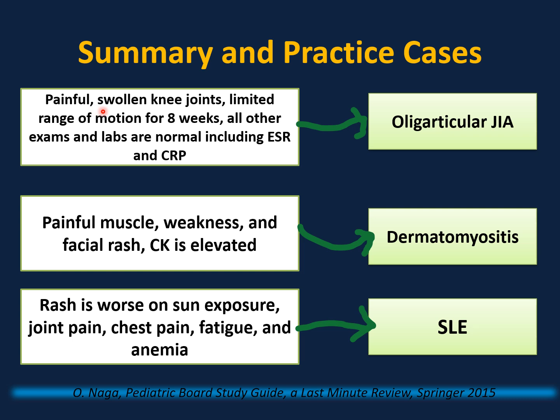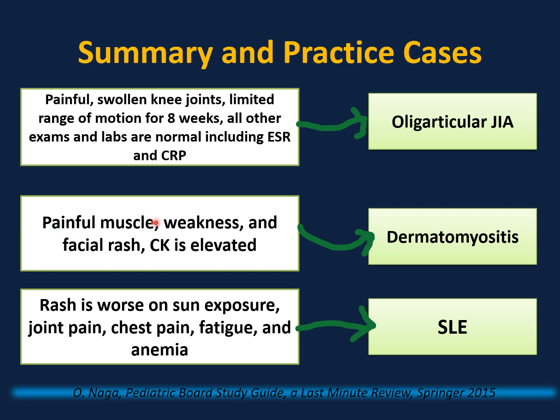We have here painful swollen knee joints, limited range of motion for 8 weeks. All other exams and labs are normal, including ESR and CRP. The most likely diagnosis is oligoarticular juvenile idiopathic arthritis. It's a clinical diagnosis, even with normal ESR and CRP. They are commonly normal in this case. So there is no certain lab to diagnose. It's a diagnosis of exclusion.